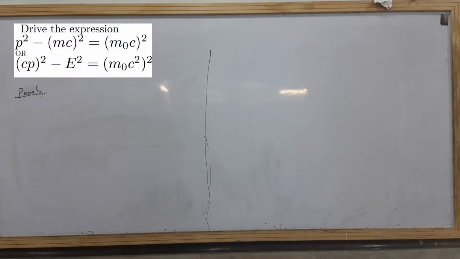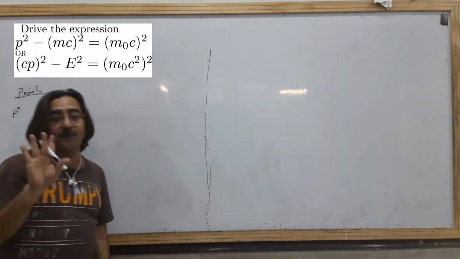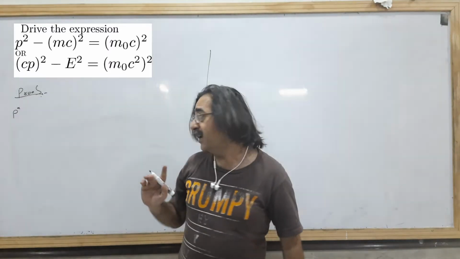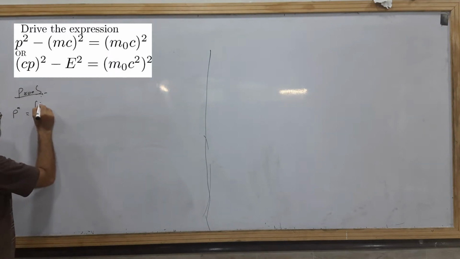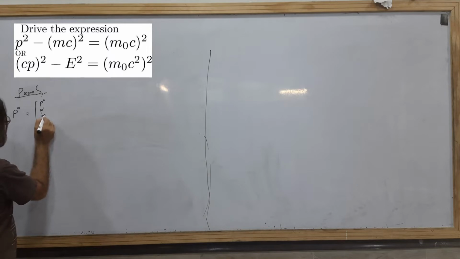Okay, so this was the relationship. We know that P alpha, what is the P alpha? P alpha is, I have already explained, the 4-momentum. And we know that 4-momentum is equal to, what is that? That is P naught, P1, P2, P3.